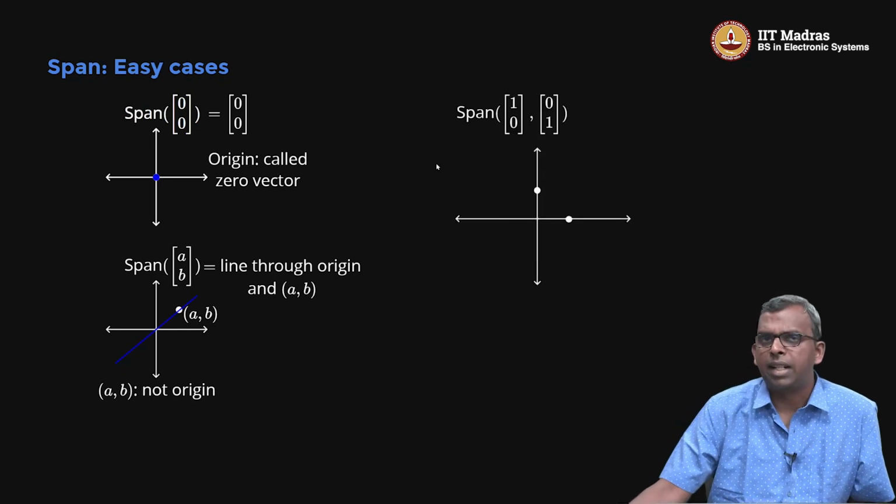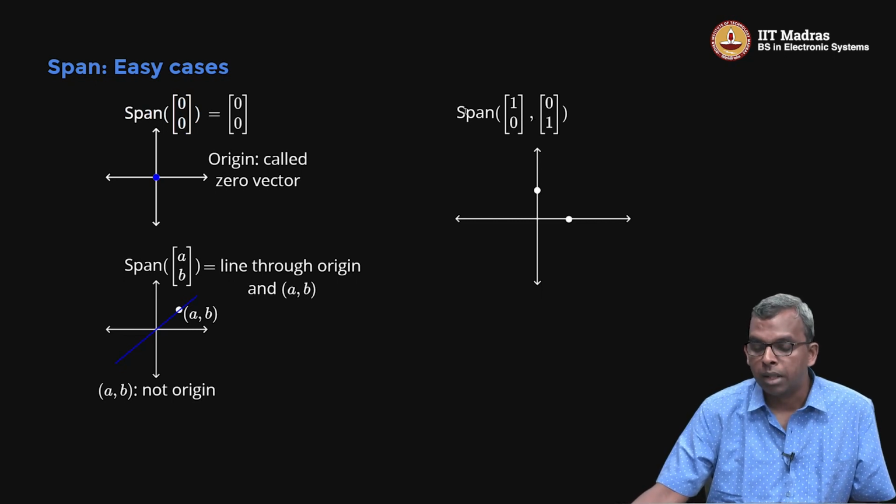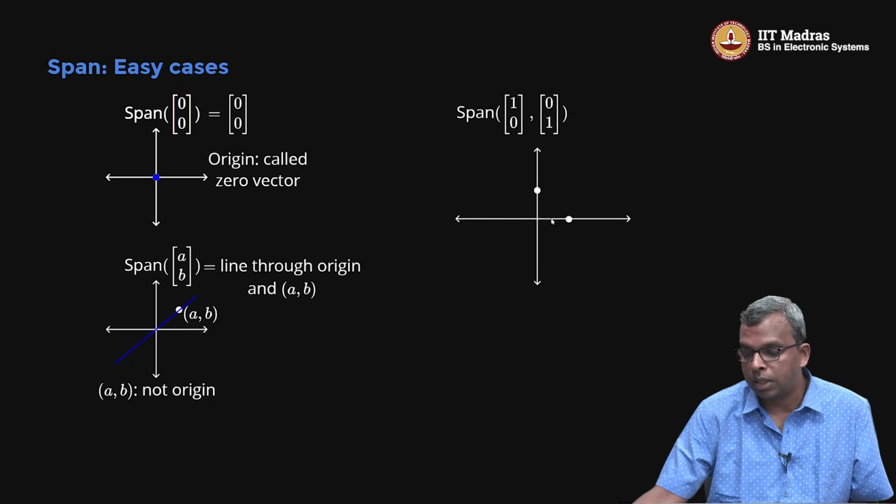Now let's look at a slightly more complicated looking case, but it will also end up being very simple. The span of the two vectors (1, 0) and (0, 1). So (1, 0) is this vector. I have not shown the arrow here, but this is the vector. (0, 1) is this vector, right? I have shown just the dot here to indicate the (1, 0) and (0, 1) points.